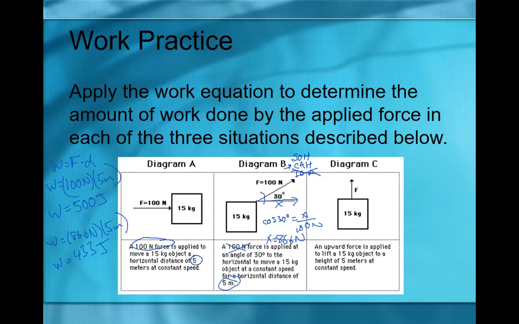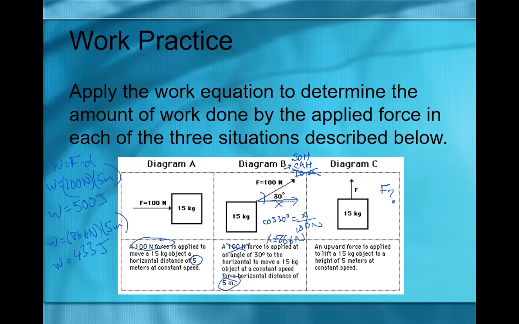And now let's do diagram C. Now an upward force is applied to lift a 15 kilogram object to a height of 5 meters. Okay. So in this case, we need to figure out our force. What is our force being applied? When we take a look at this, the one thing we can think about is that this force has to be more than what we looked at in terms of the gravity or the weight.